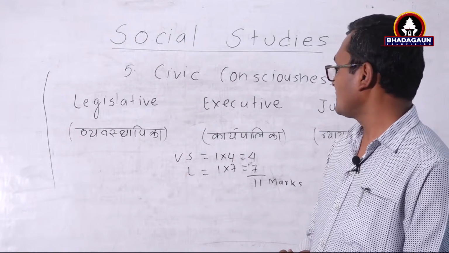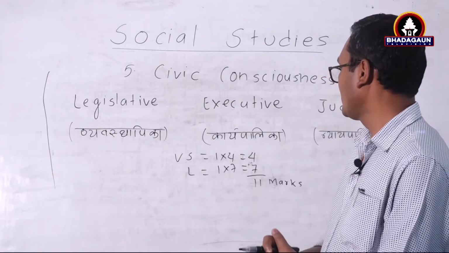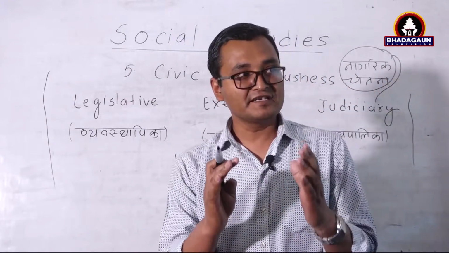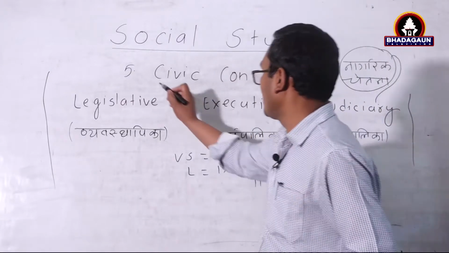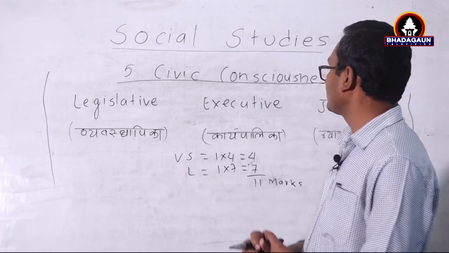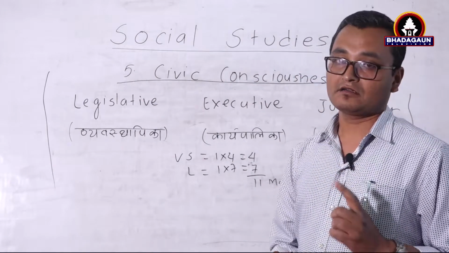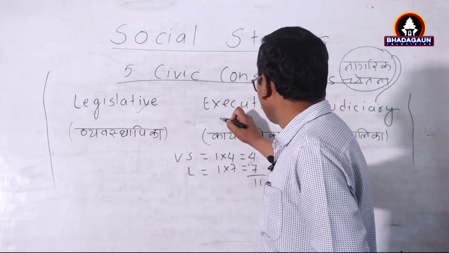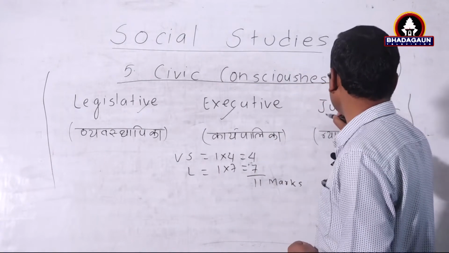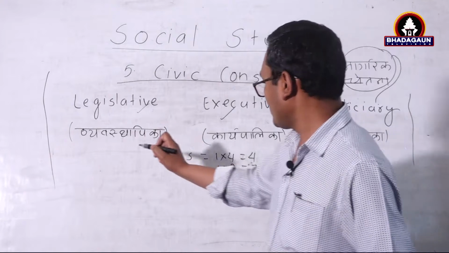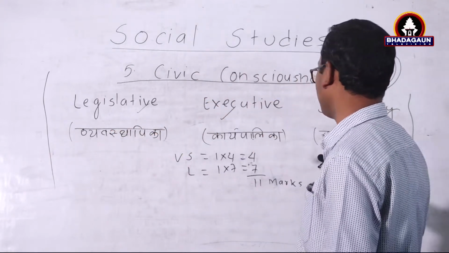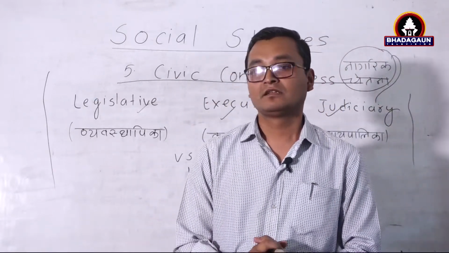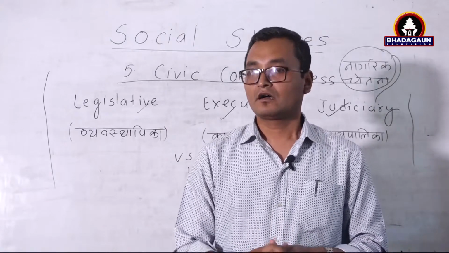And as you know, we have 11 lessons in this unit, civic consciousness, and today we are touching only 3 lessons, namely legislative lesson 1, executive lesson 2, judiciary lesson 3. क्रमशः व्यवस्थापिका, कार्यपालिका र न्यायपालिका हामी भन्दछौँ। अब यसबारे बुझ्नको लागि यहीसँग सम्बन्धित now we are watching a small video clip.